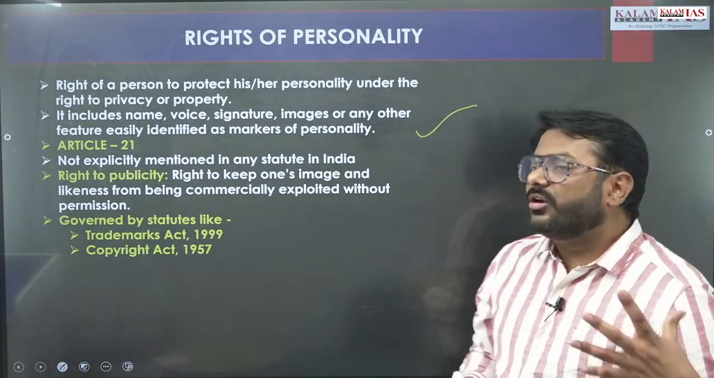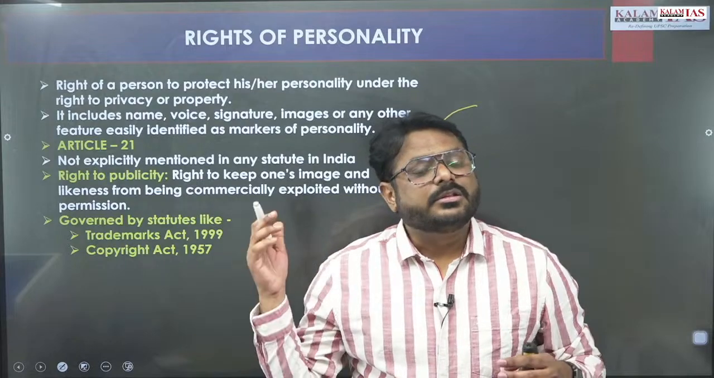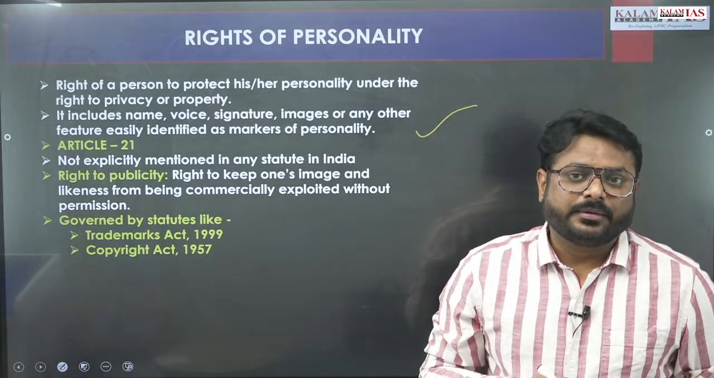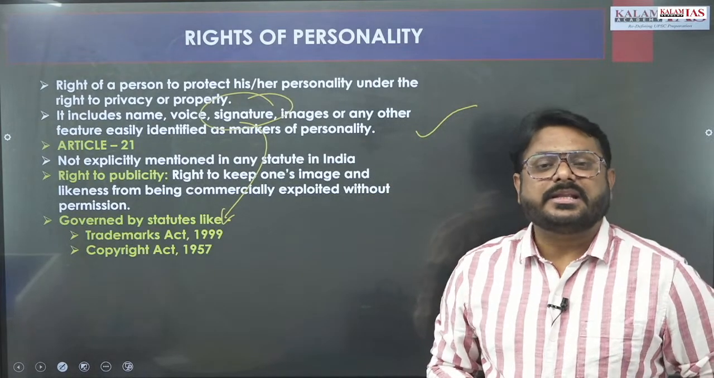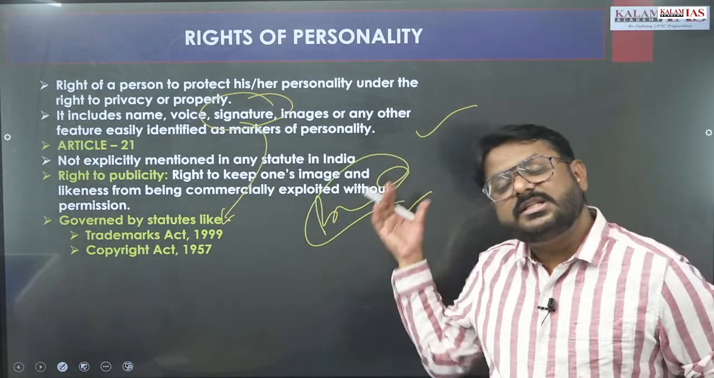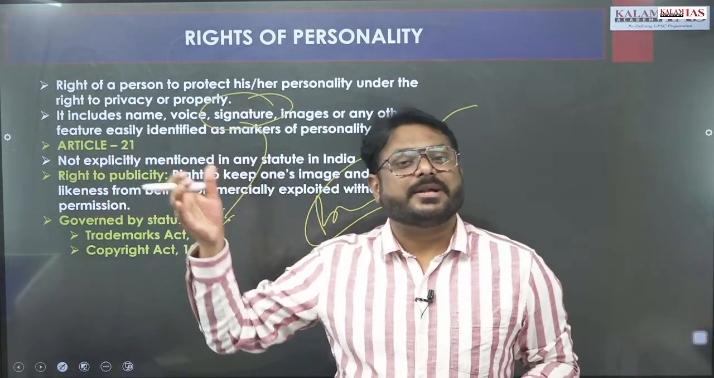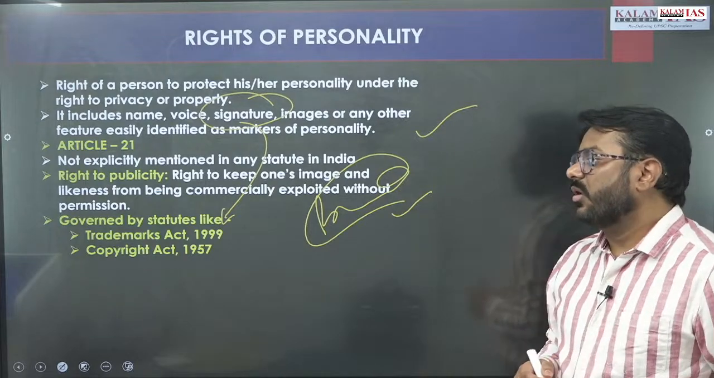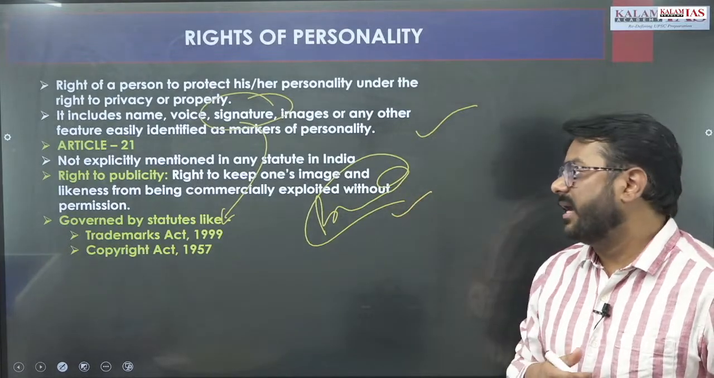So the government by statute like the Trademark Act 1999, Copyright Act 1957, through these also these kinds of rights of personality are being protected. For example, signature comes under the Trademark Act 1999. If any person is signing like this, so this is his signature, no one will use this signature in any commercial advertisements or anything, right. This is what rights of personality says under Article 21 of the Constitution of India, and it is protected by various statutes like the Trademark Act, Copyright Acts.